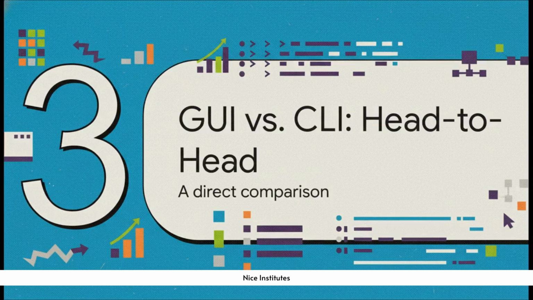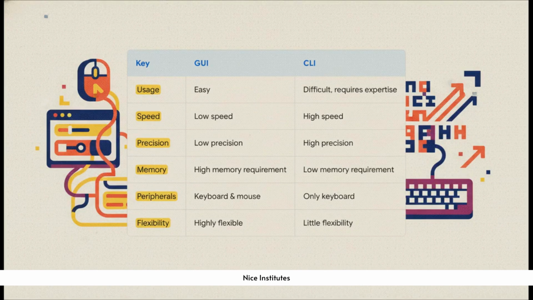All right, time for the main event. Let's put these two interfaces in the ring together, head to head, and really break down how they compare on the things that matter most. When you lay it all out like this, the trade-offs become crystal clear, don't they? A GUI is built for ease of use. A CLI is built for power and expertise. For pretty much every advantage one has, it's a disadvantage for the other. It really boils down to a classic design choice. Do you want something that's easy for absolutely everyone, or something that's incredibly powerful for the experts?